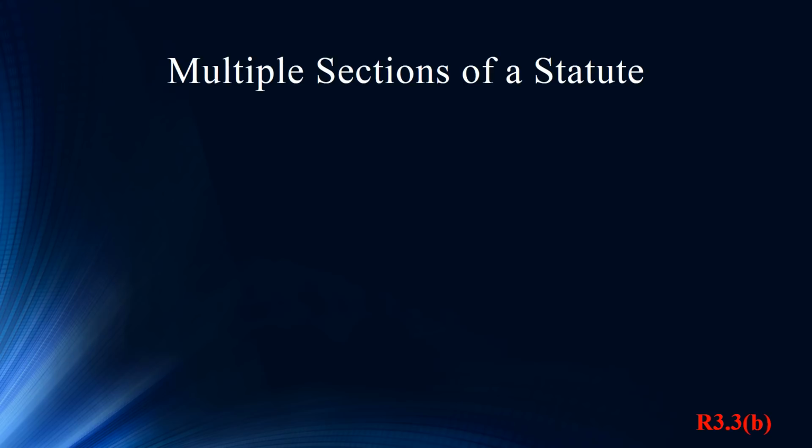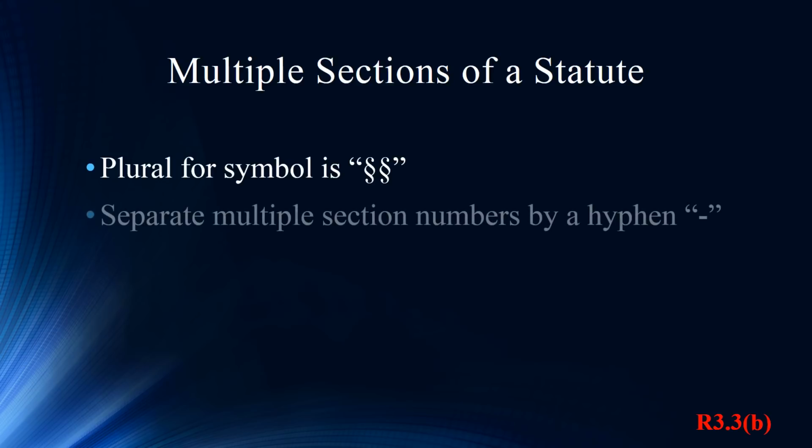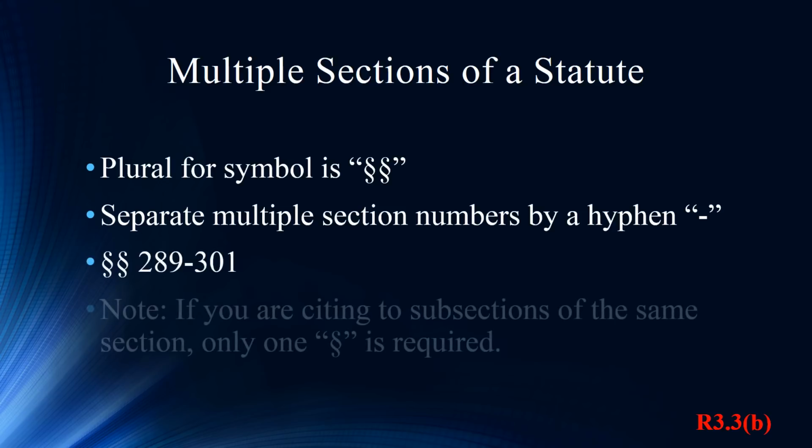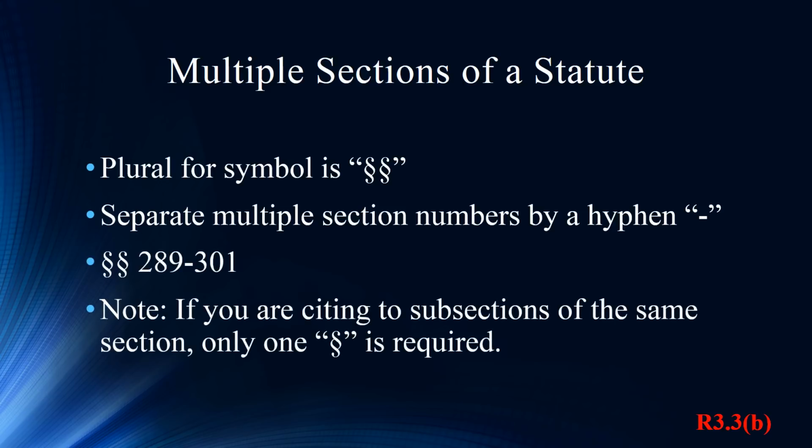Now let's learn how to cite to multiple sections within the United States Code. The only additional information you need to know is that you need to include information showing that you are citing to multiple sections. This is indicated by two section symbols. Next, the section numbers are separated by a hyphen. For example, look at the following. Note if you are citing multiple subsections within a section, only one section symbol is needed. Citing subsections will be explained shortly.